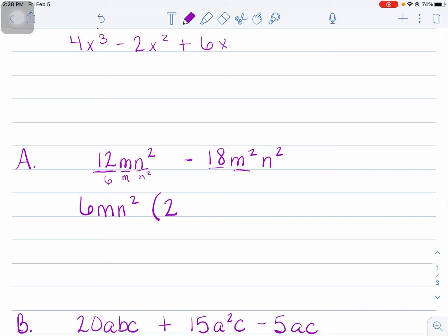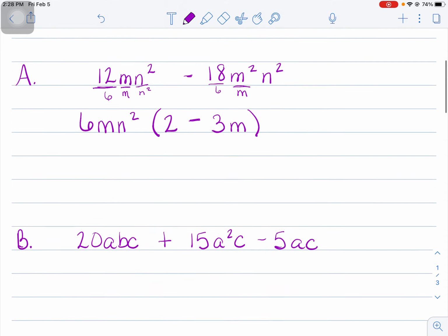So now let's look at the next term. I bring down my negative. Then I say, how many times can 6 go into 18? So think about division. Well, 3 times. I've pulled out an m. So remember, think about if I have m squared and I took out 1, I have 1 left. And then I had an n squared and I took it out, so I don't have anything left. So this is fully in factored form. All right, let's try another one.